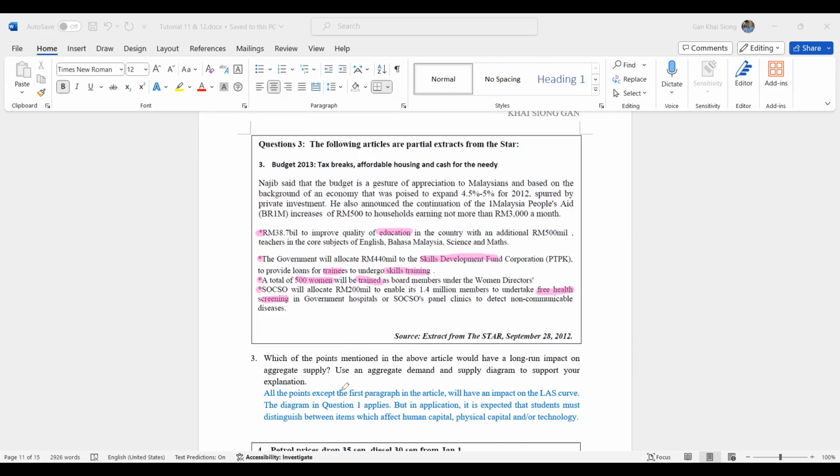So all the points except the first paragraph. The first paragraph is not relevant here because it is just talking about giving BRIM to people. Giving BRIM is just government spending, a transfer payment to the people who are in need. So the first paragraph is not relevant. But after the first paragraph, the bottom parts over here, all these will have an impact on the LS curve. Since they will have an impact on the LS curve, they will shift the SAS curve as well. So the impact of this is it will shift SAS and it will shift the LS curve. So therefore, we can call them supply side policies.